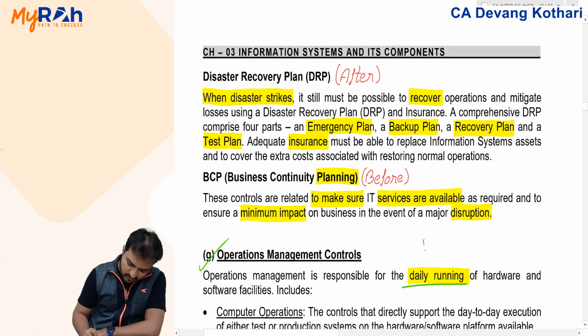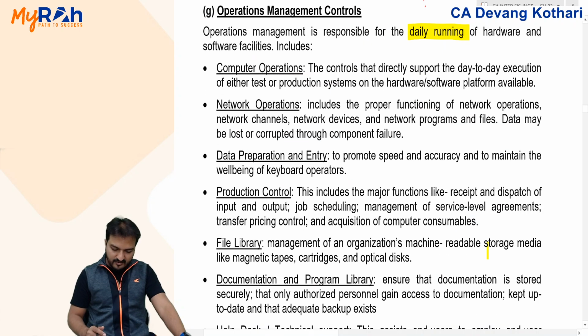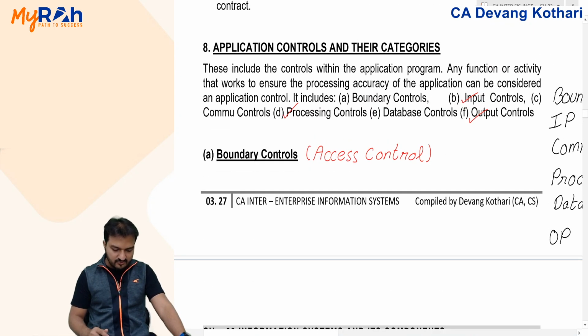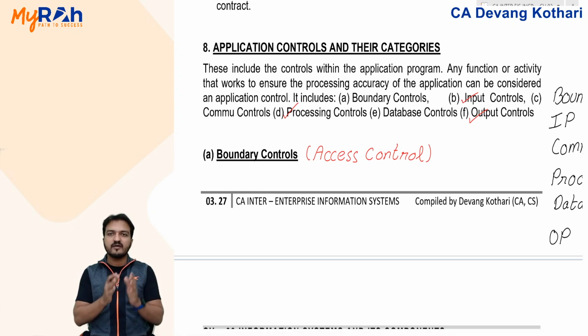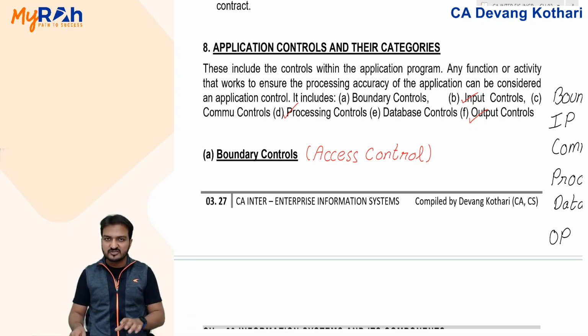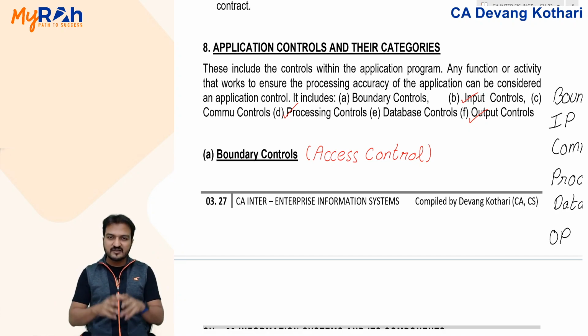Operations management controls are controls related to daily running of the software, day-to-day routine running of the software, that you can read. Next, application controls and their categories. Application controls are the controls implemented in the software. These are the restrictions done by the software itself.